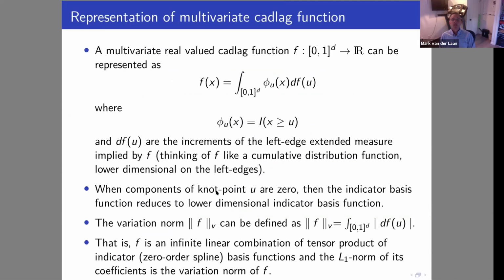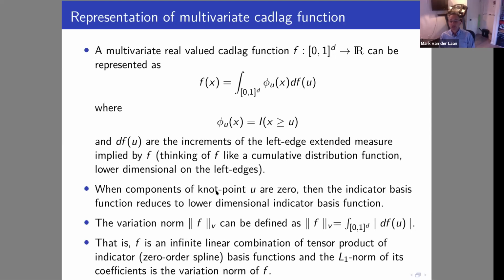We can represent any multivariate real valued function, like a function on some kind of cube in higher dimensions, as f of x equals an integral of these basis functions. They're called zero order splines, times the df of u, which is the increment of the function. So really what you're doing here is writing your function of x as an infinite linear combination of indicator basis functions, which are defined as phi_u of x, the indicator that x is bigger than u. I think of u as the knot point, and it's a function in x.